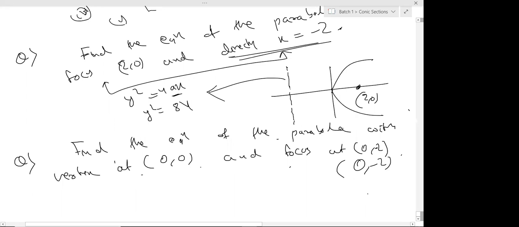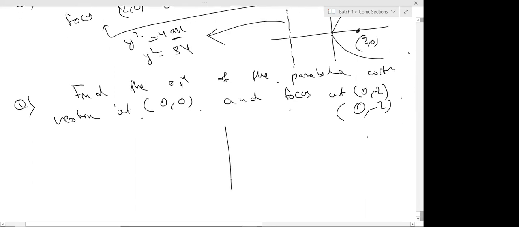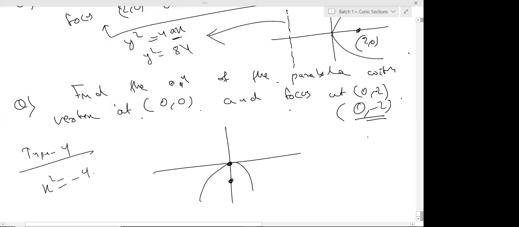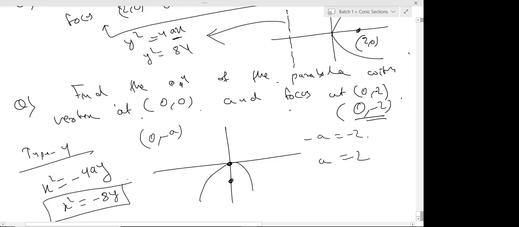All right, let's see. The vertex is at 0, 0 and focus is at 0, minus 2. This is the focus. So the parabola looks like this. This is type 4. So x square equals minus 4ay. We know that focus is 0, minus a. That means minus a equals minus 2. That means a equals 2. If a equals 2, then the equation is x square equals minus 8y. Clear?